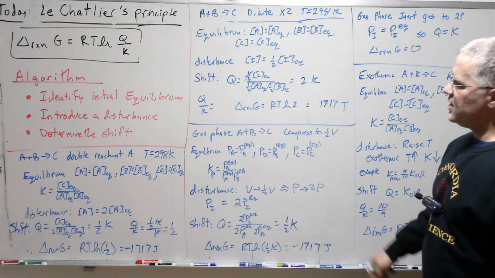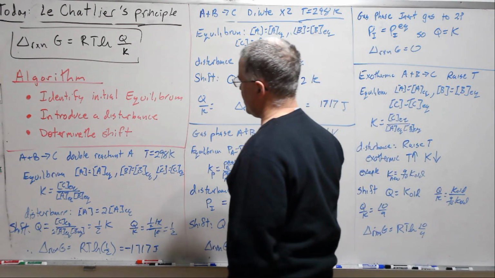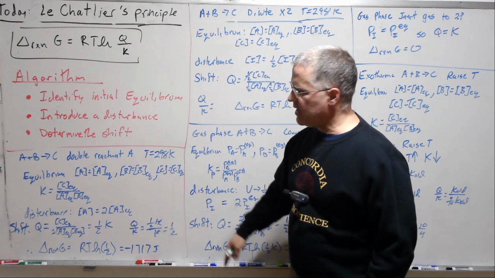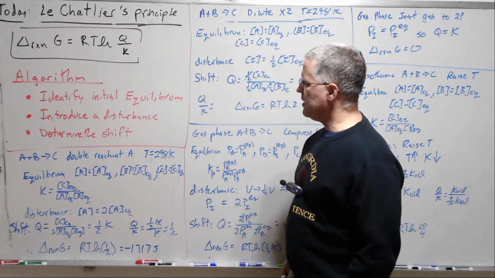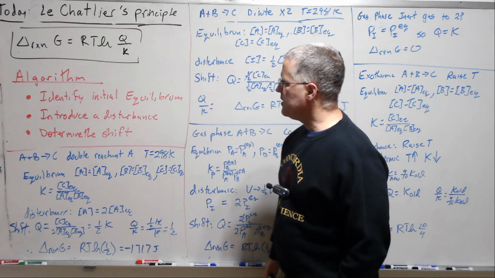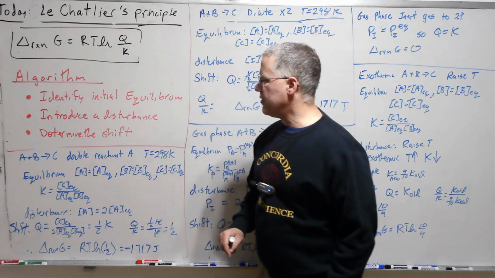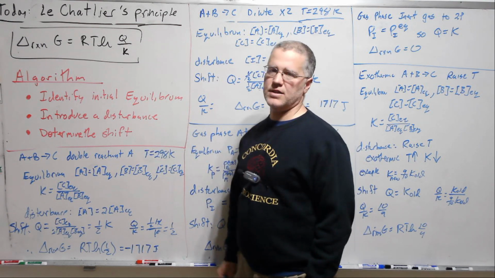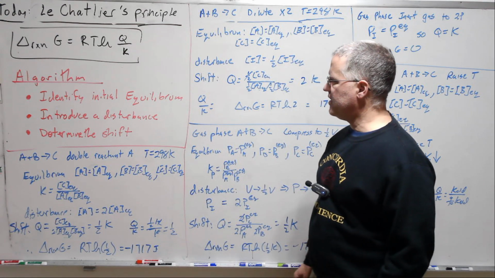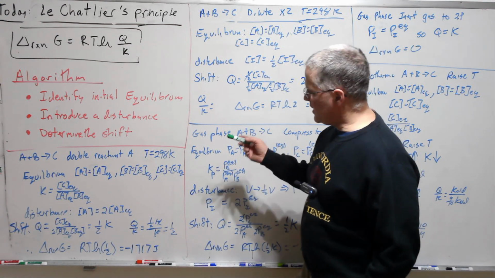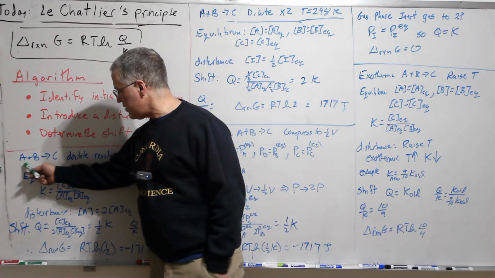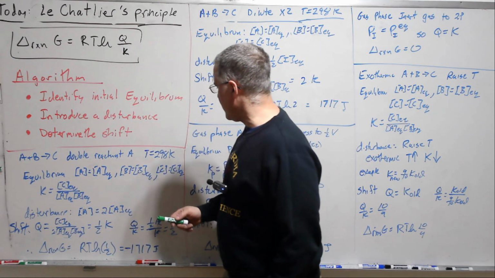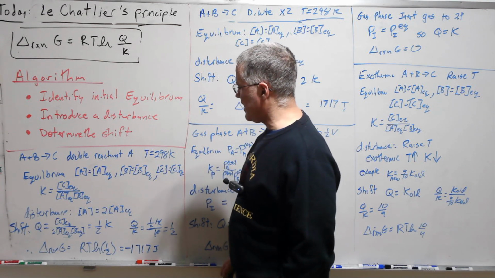All right, to do this Le Chatelier's principle in a quantitative way, we've got this algorithm here. And so let's just run through the algorithm, and then it'll come into picture when we do some examples. So we identify the initial equilibrium, we introduce a disturbance, and then we determine the shift relative to that disturbance. So let's work through an example here. We've got A plus B. Here's the reaction. A plus B goes to C. We're going to double the reactant, and we'll be at 298 Kelvin.